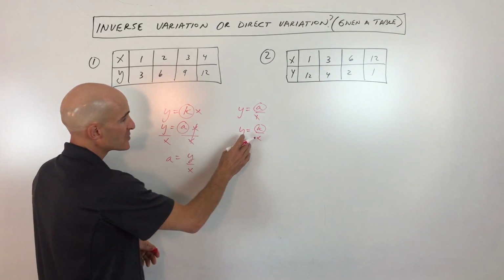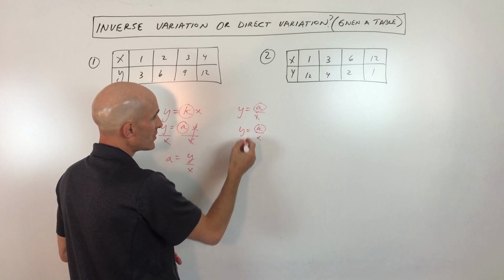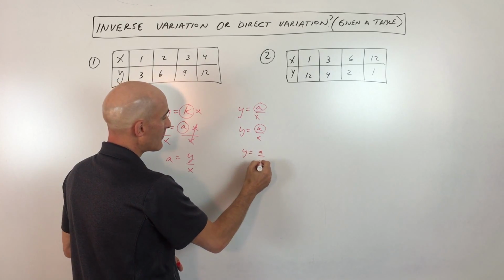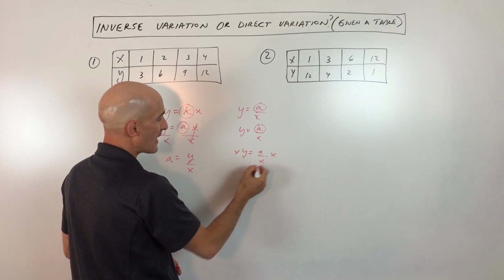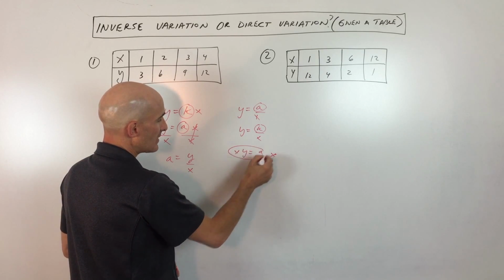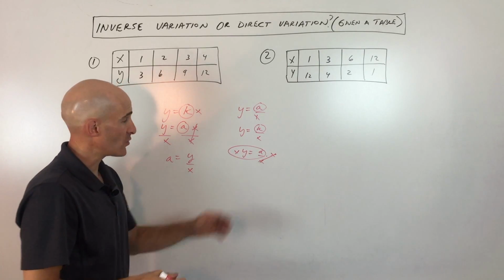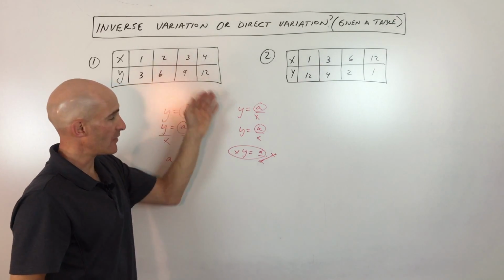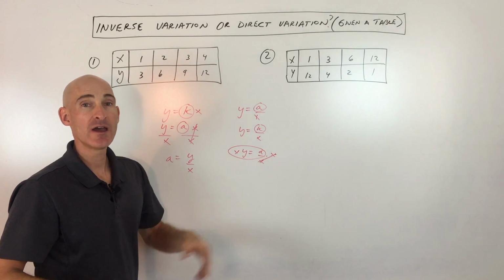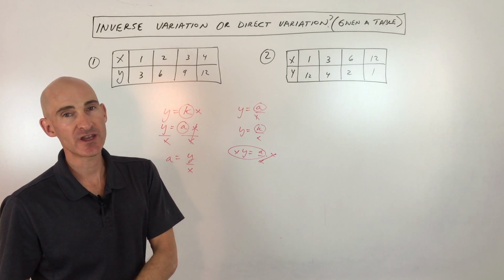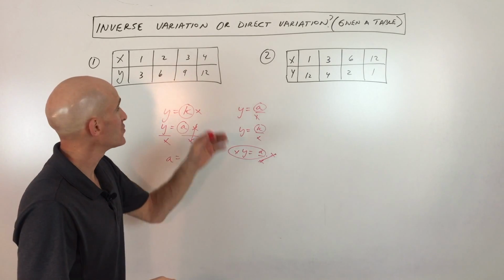Okay, now here if we solve for a constant of variation, let's just use this one up here, y equals a divided by x. If we multiply both sides by x, you can see that a is going to equal x times y. So if we multiply the x and y values together and we keep getting the same a value, then that tells us it's inverse variation. So let's see if I can show you what I mean in these two examples.